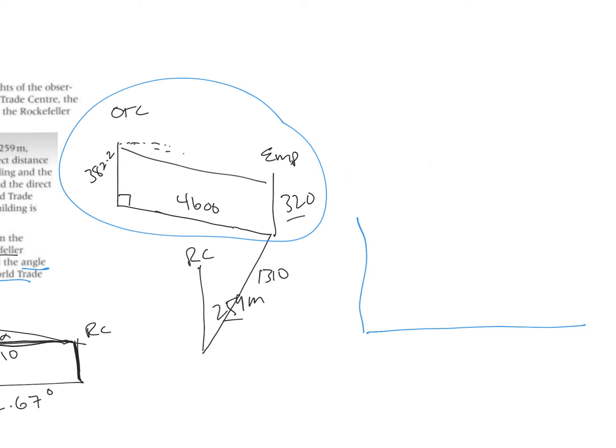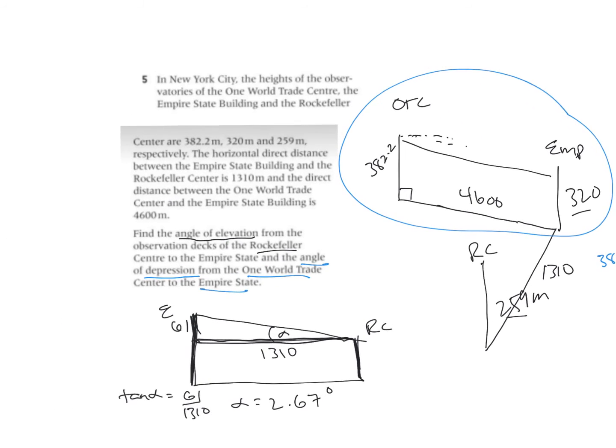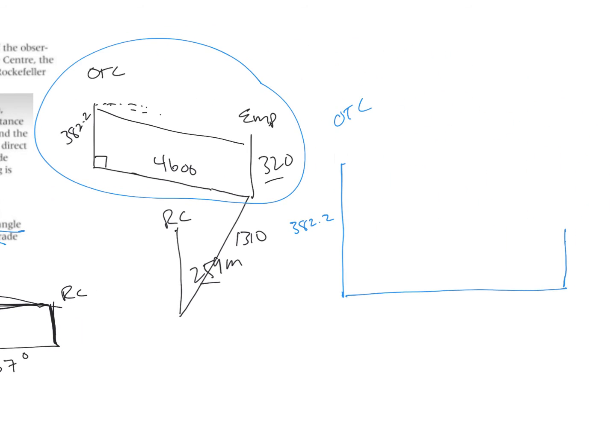terribly squiggly line. Let me try that again. Okay, so here is my One World Trade Center, and it's 382.2. Here is the Empire State Building, which is 320. And so when I make my triangle here, I know the distance between them is 4,600. These are all right angles.